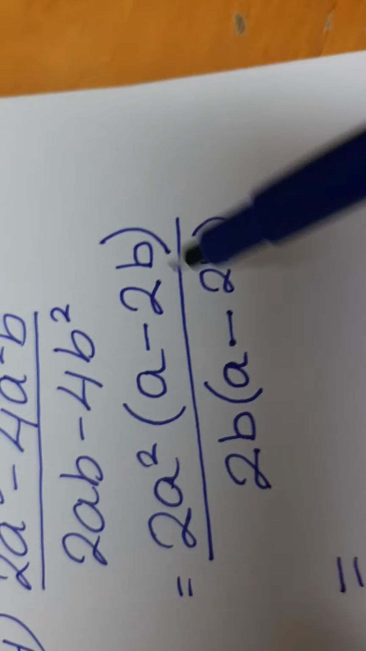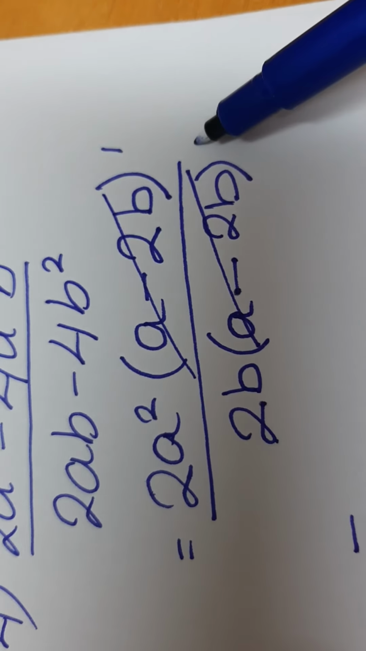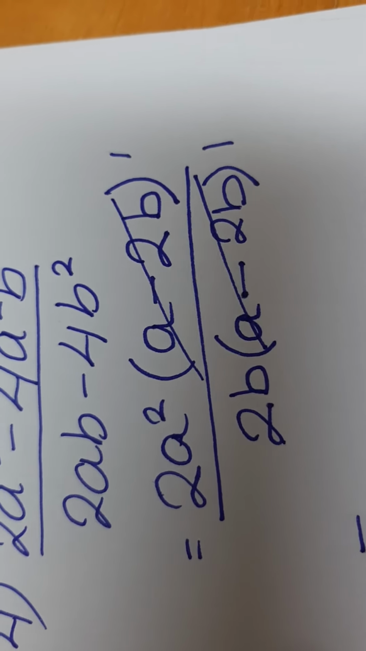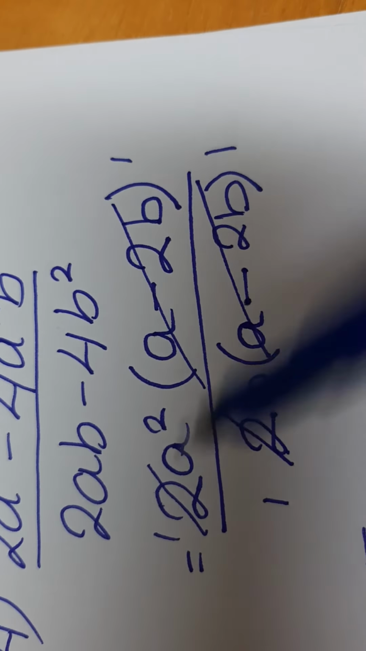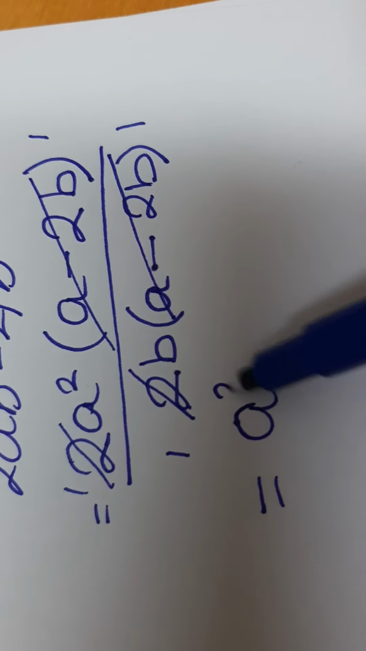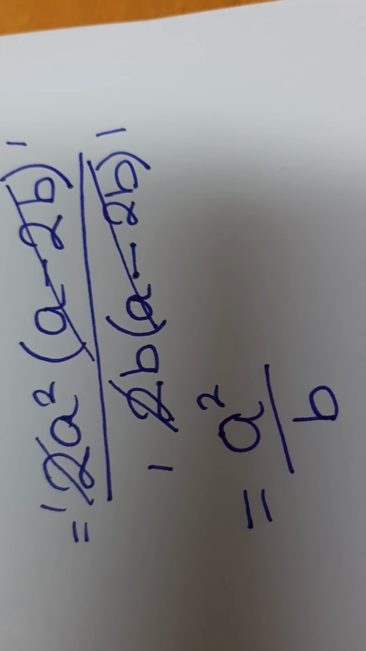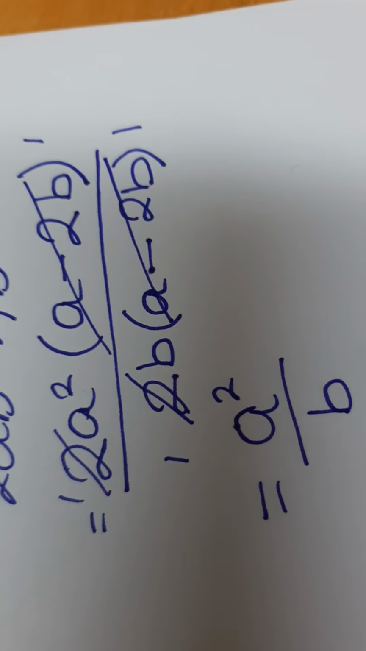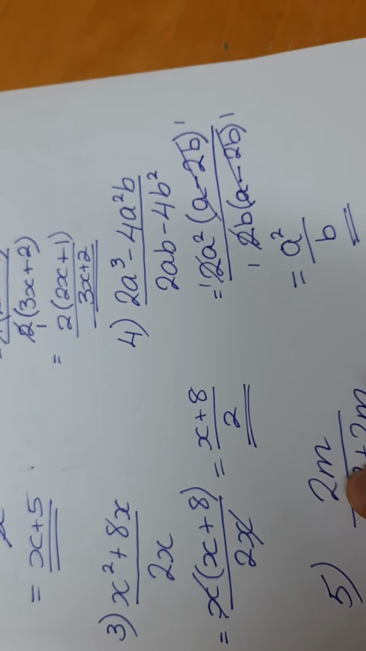I then have a look at what I have here. I notice that these two are exactly the same. They cancel. The 2 cancels. And that's it. So 1 times a squared times 1 is just a squared, over 1 times b times 1 is just b. Final answer. And that's about the size of it.